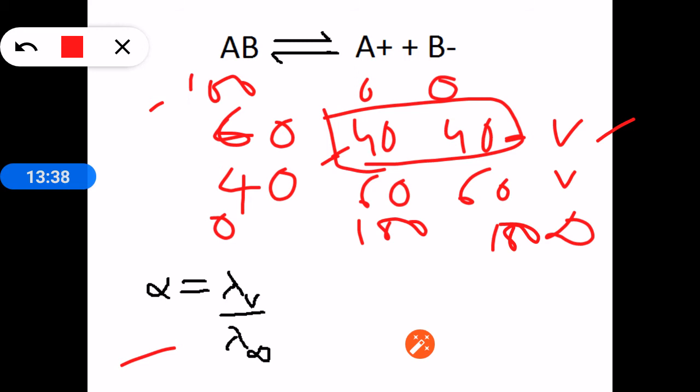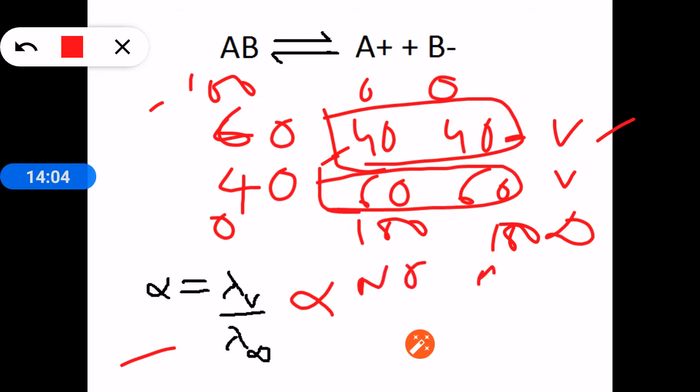And at another dilution V, 60 plus 60, 120 ions will be there, and the conductance will depend upon these ions only. So at any particular dilution, the conductance value will depend upon the number of molecules dissociated. So this lambda V value is also proportional to the number of molecules dissociated.